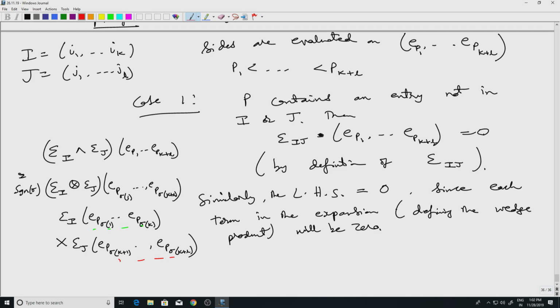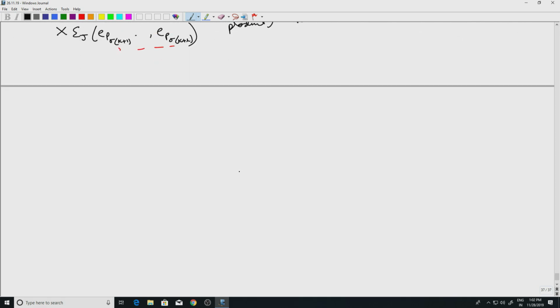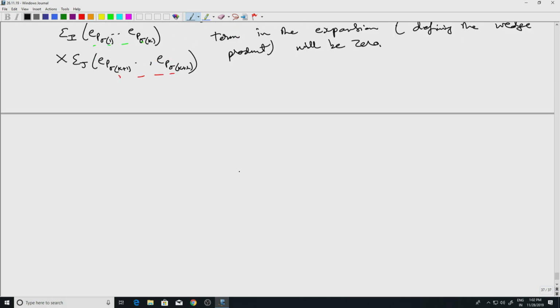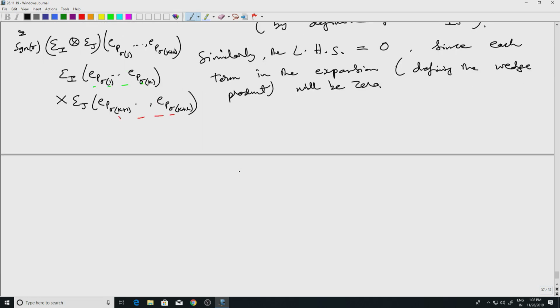So whenever that occurs, the corresponding epsilon I evaluated on that will be 0. Similarly, epsilon J will be 0. One of these two terms will be 0, and therefore the whole sum is 0. So if this happens, one can assume that there are no terms which are not already in I or J.